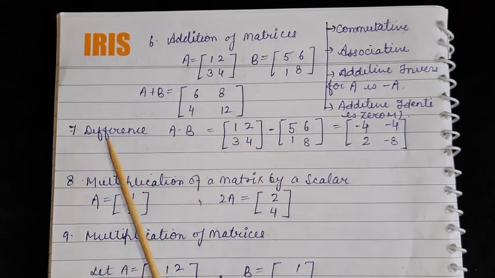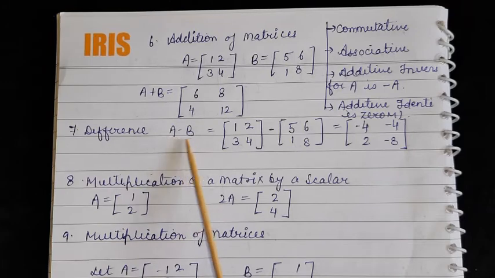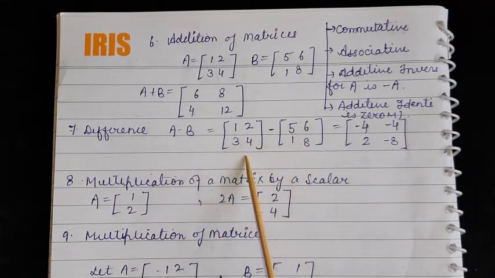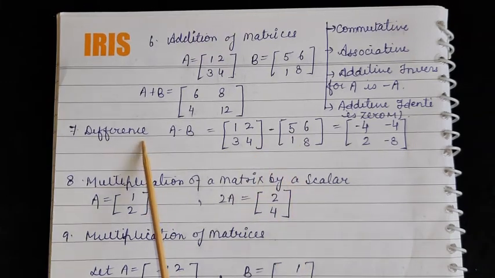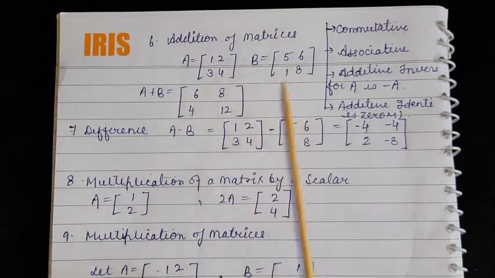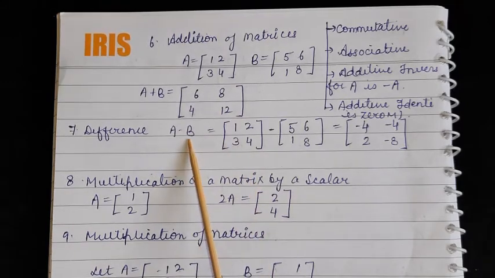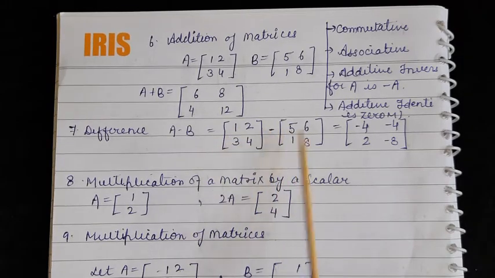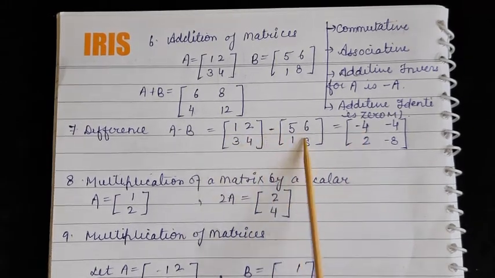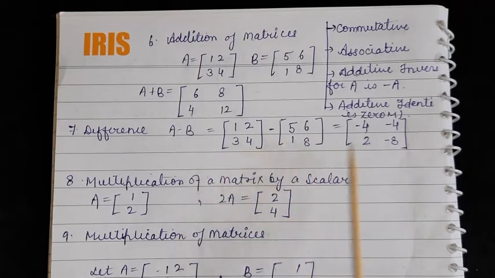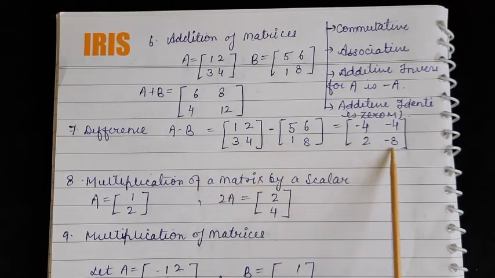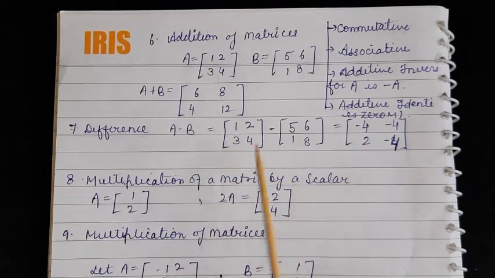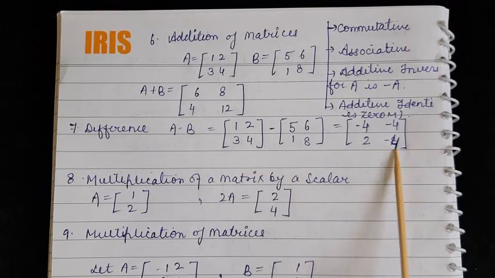Similarly, difference. If you need to calculate difference of two given matrices, the condition is same, that they should be of same order. If they are not of same order, we cannot calculate their difference. So if for the same example we are calculating A minus B, same way we will subtract corresponding elements. 1 minus 5 is minus 4, 2 minus 6 is minus 4, 3 minus 1 is 2, and 4 minus 8 will give you minus 4.